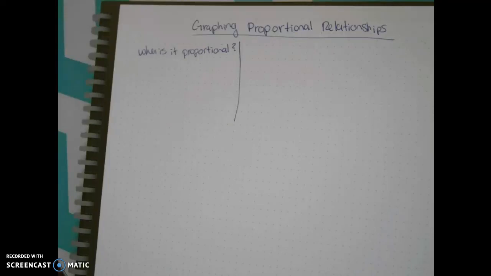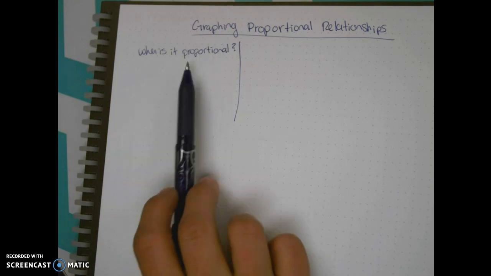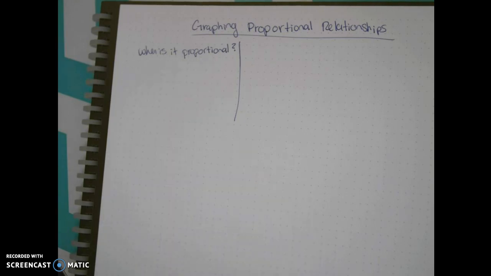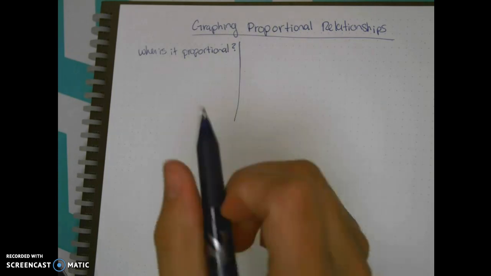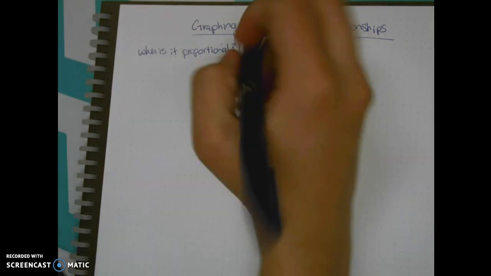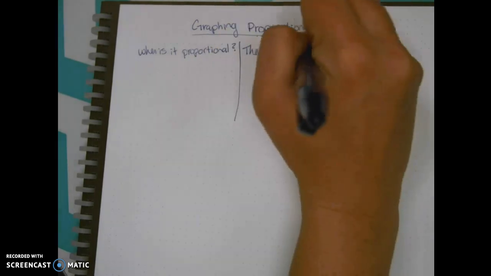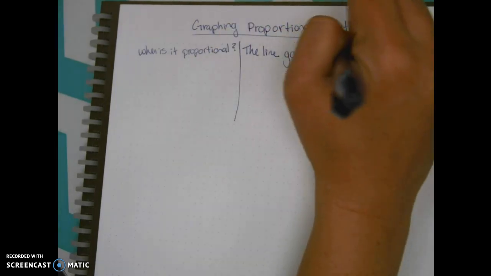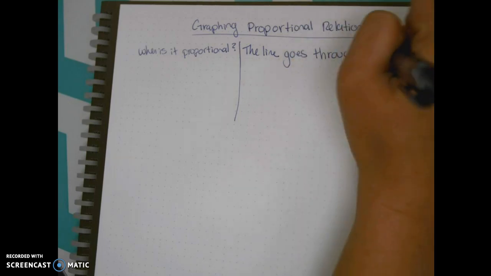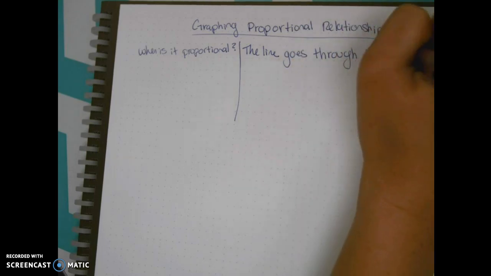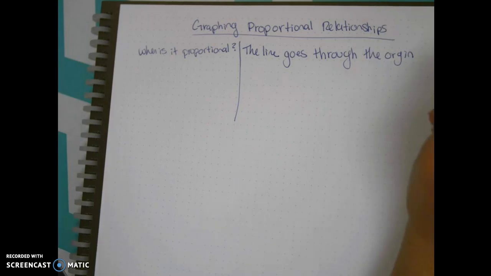Alright, today's video is about graphing proportional relationships. The first thing that you need to know is when is a graph proportional? And if you remember from the notes that we took, a graph is proportional when the line goes through the origin, or 0, 0.